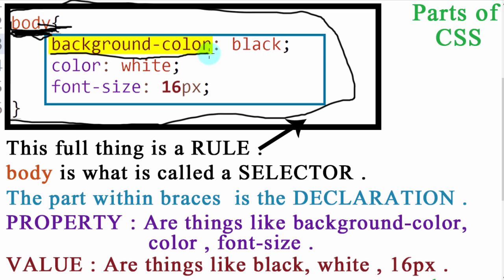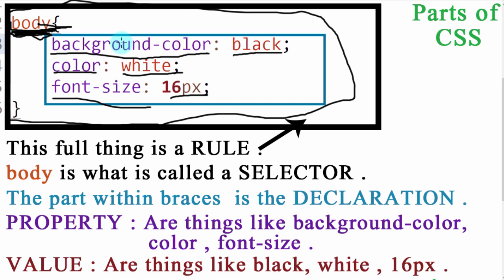This is called a property. This is also another property. That's a property. And then that is a value of the property. So background color, its value is black. Then the value, and then this is also a value.